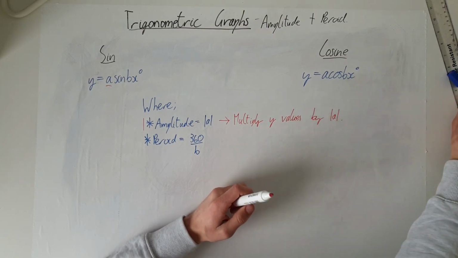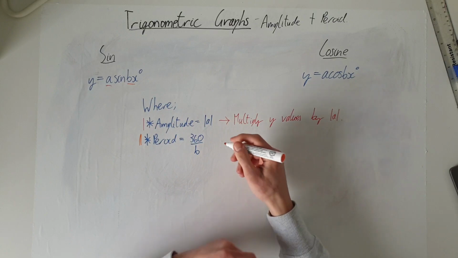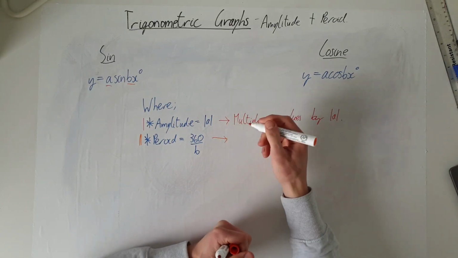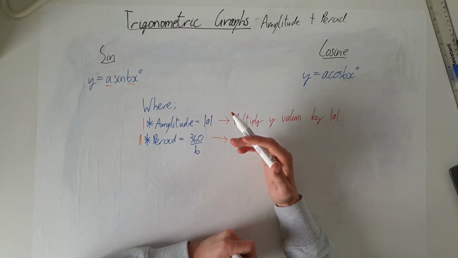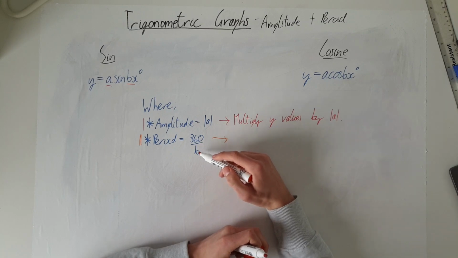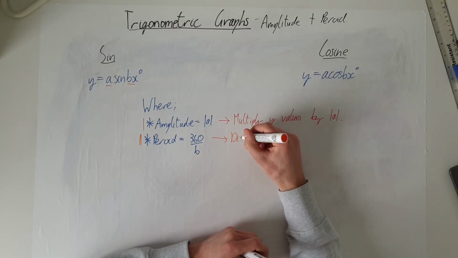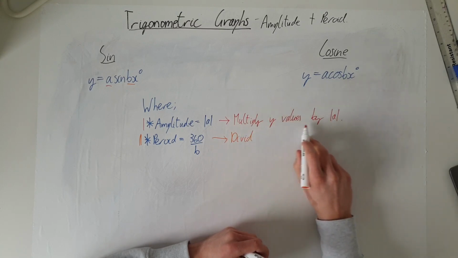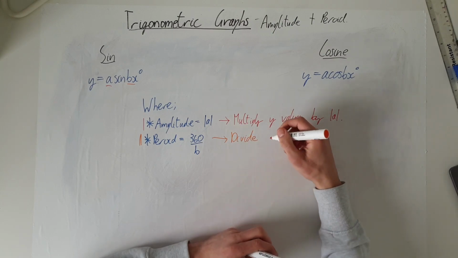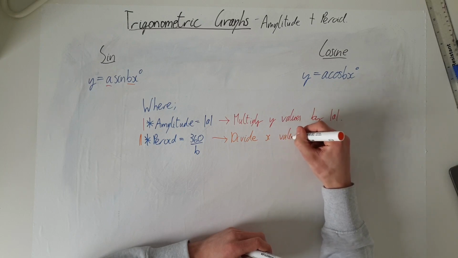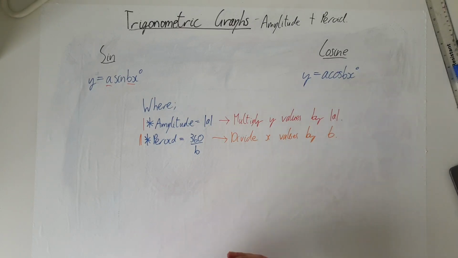Next of all, we have our period b, which tells us how many rotations are in 360. So what we do is we do 360 divided by b to get our period, and then to alter our key points, we divide. Notice how it's different: multiply for y, or multiply for amplitude, and divide for our period, divide x values by b. And that is what we do.